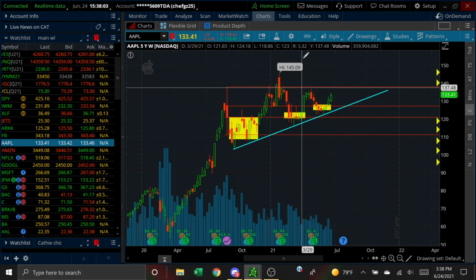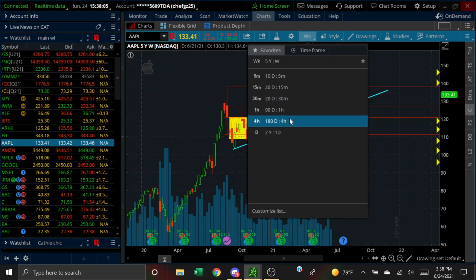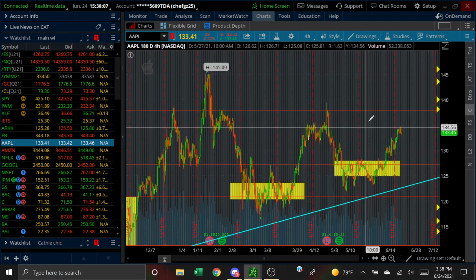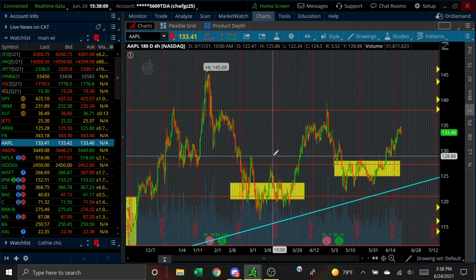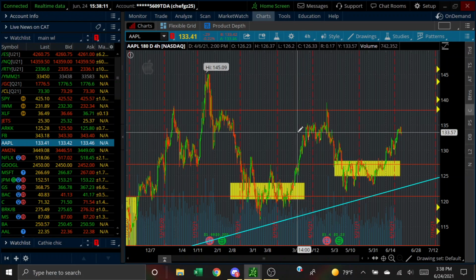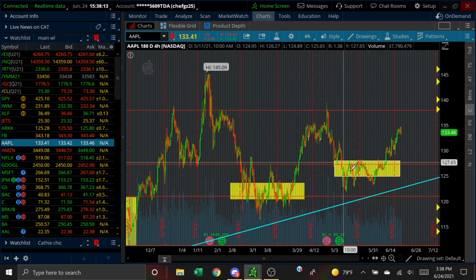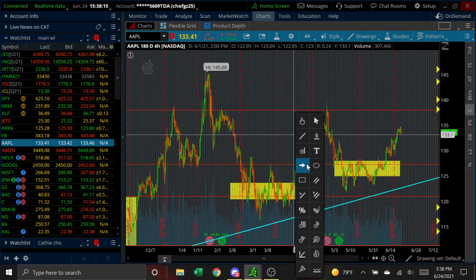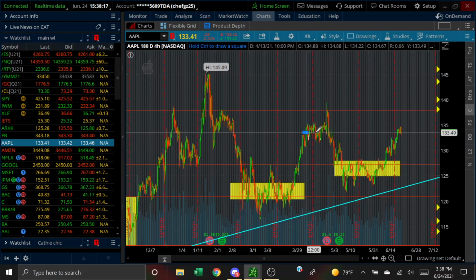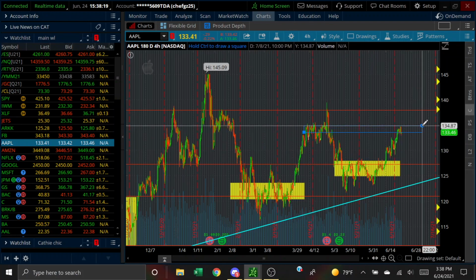So this is how you can look at Apple, right? And also the best thing to do is go on the 4-hour time frame and find those areas that have a lot of ranges, and those ranges are the ones that you can identify and mark for yourself and see what the bigger picture is doing.